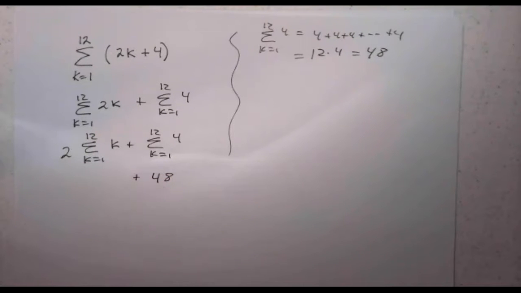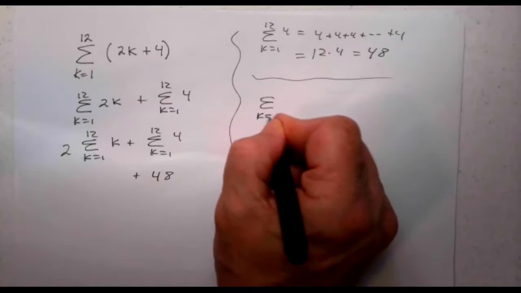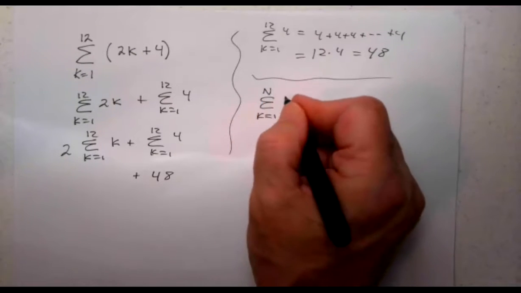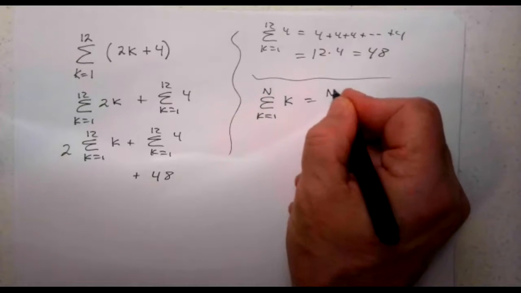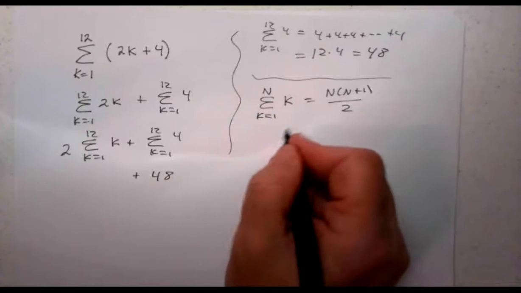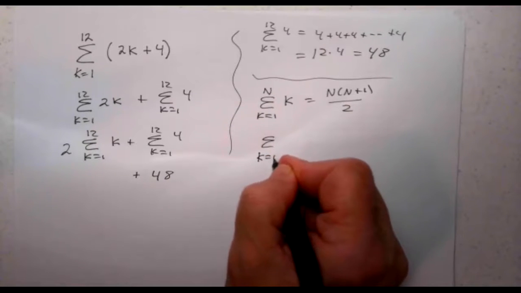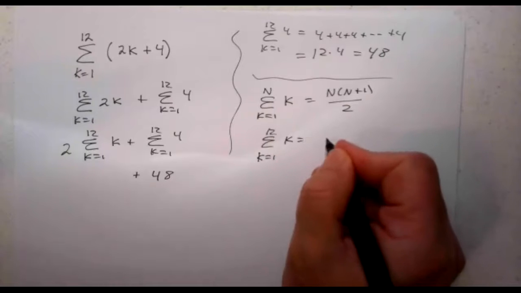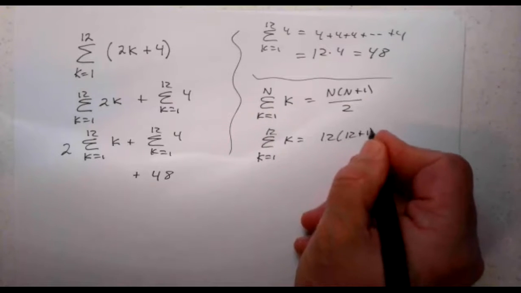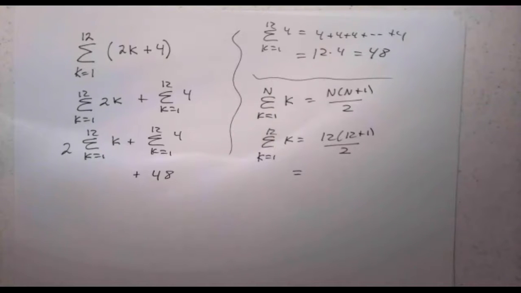What about the sum as k goes from 1 to 12 of k? What's our rule? Our rule is the sum as k goes from 1 to n of k is n times n plus 1 over 2. But I have a k of 12 here, so replace n with 12. The sum as k goes from 1 to 12 of k would be 12 times 12 plus 1 over 2, 12 times 13 over 2, which gives us 78.